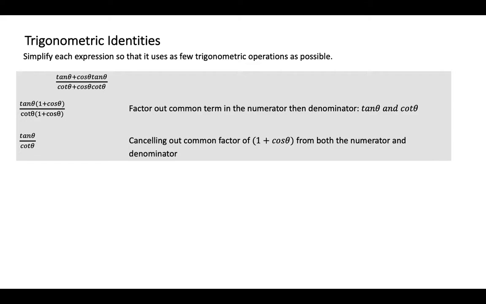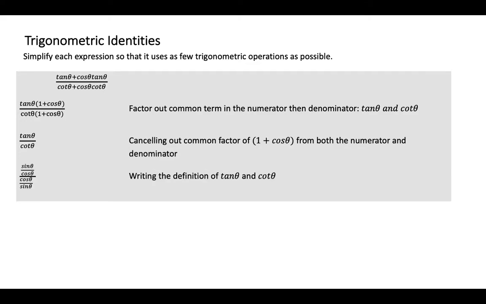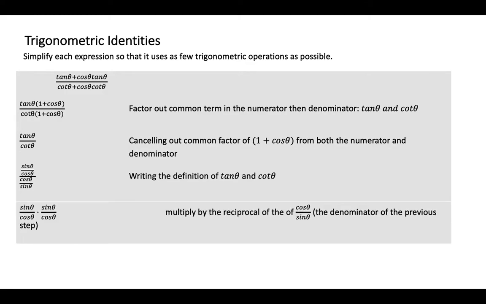The next step as I would proceed likely would be this one. I'm going to write the definition of tan theta and cotan theta in terms of sine and cosine. Next, I would multiply by the reciprocal of the denominator. So what I have left is sine theta divided by cosine theta times sine theta divided by cosine theta. And I feel like I'm in the home stretch here and things should go down quite nicely.